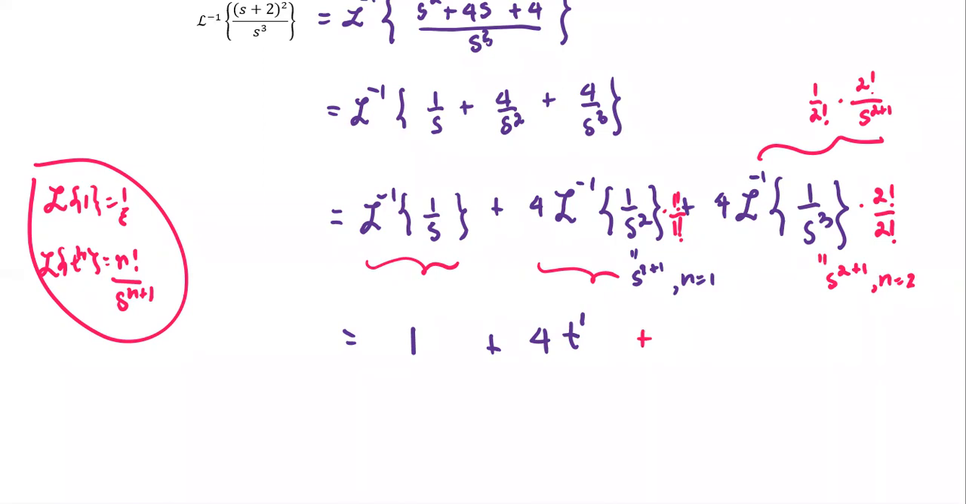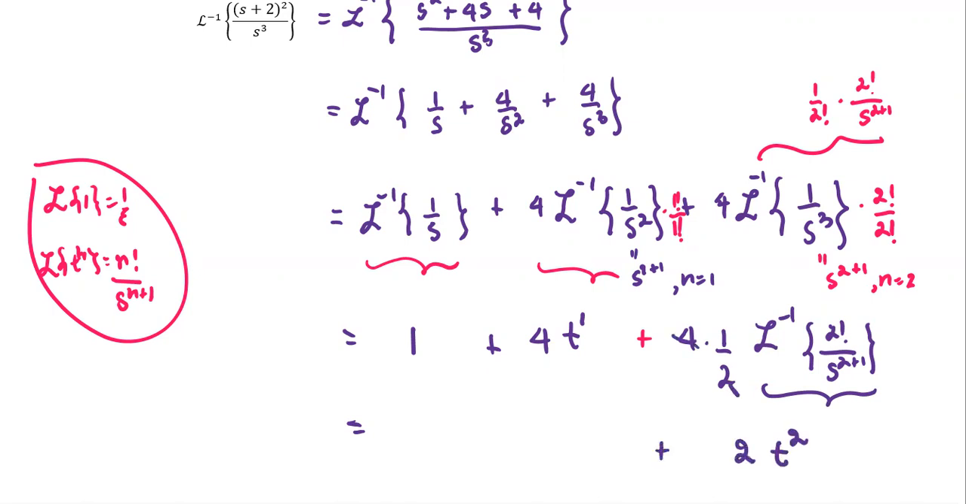Becomes 1 over 4 multiplied by 1 over 2. And the inverse Laplace of 2 factorial over s to the power 2 plus 1. So the last Laplace transform will give us t to the power 2 multiplied by 2, added to the first two terms that already came out. So this is the inverse Laplace of the quantity s plus 2 squared over s to the third.